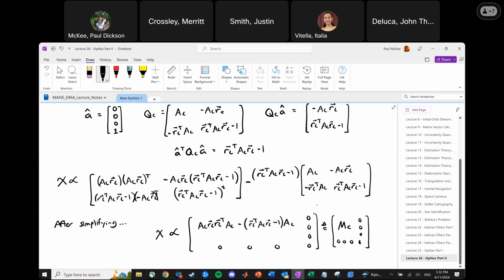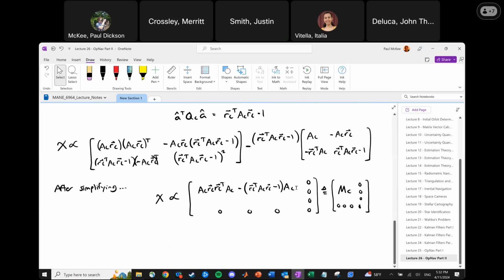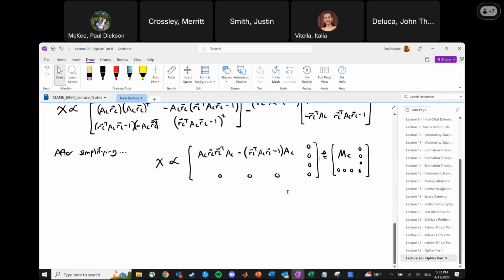But for now, we're going to say that chi is this matrix, and we're further going to say that a direction, so you could think of these as limb points in the image, a direction lies on the tightly bounding cone if this is true. So if you start with those limb points, we might be able to back out some information about chi. That's kind of the idea. All right, so we almost have all of the tools that we need to proceed with solving the OpNav problem. There's one more step. But let's pause here. Any questions on what we just learned? Doing all right so far?